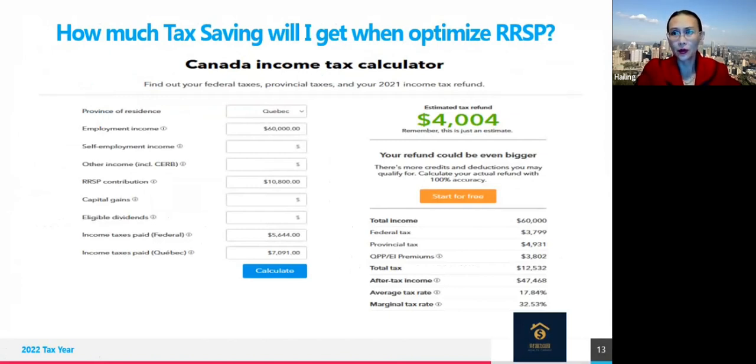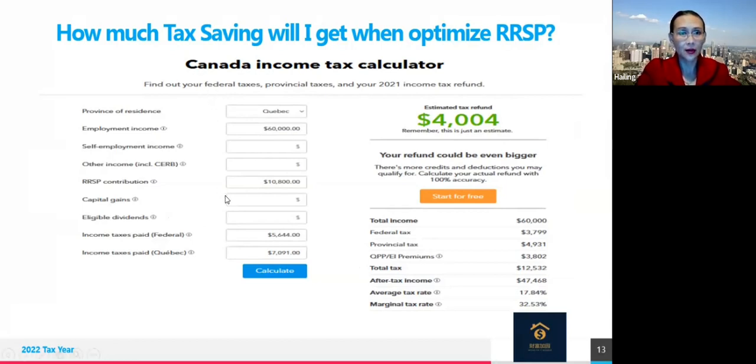If you don't do any RSP planning, how much money do you need to pay to the government for the income tax? From the federal, $5,644. For the Quebec, $7,000. So altogether, $12,600 is quite a big amount, right? So you say, well, how am I able to get the money back? I want to save more income tax, right?